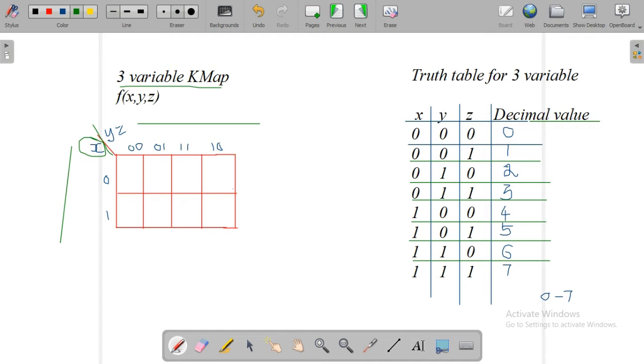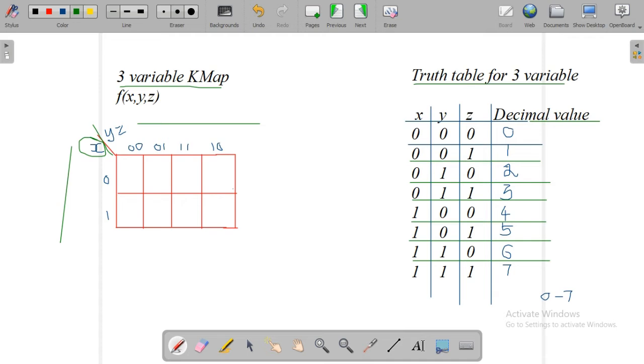X has only one variable, so two values, 0 and 1. But YZ has two variables, so we will get four values: 0 0, 0 1, 1 1, 1 0. And for the truth table of three variables, how have you written that truth table? You know, three variables means 2 cube, that is 8 rows we need. First 4 zeros, next remaining 4 ones.